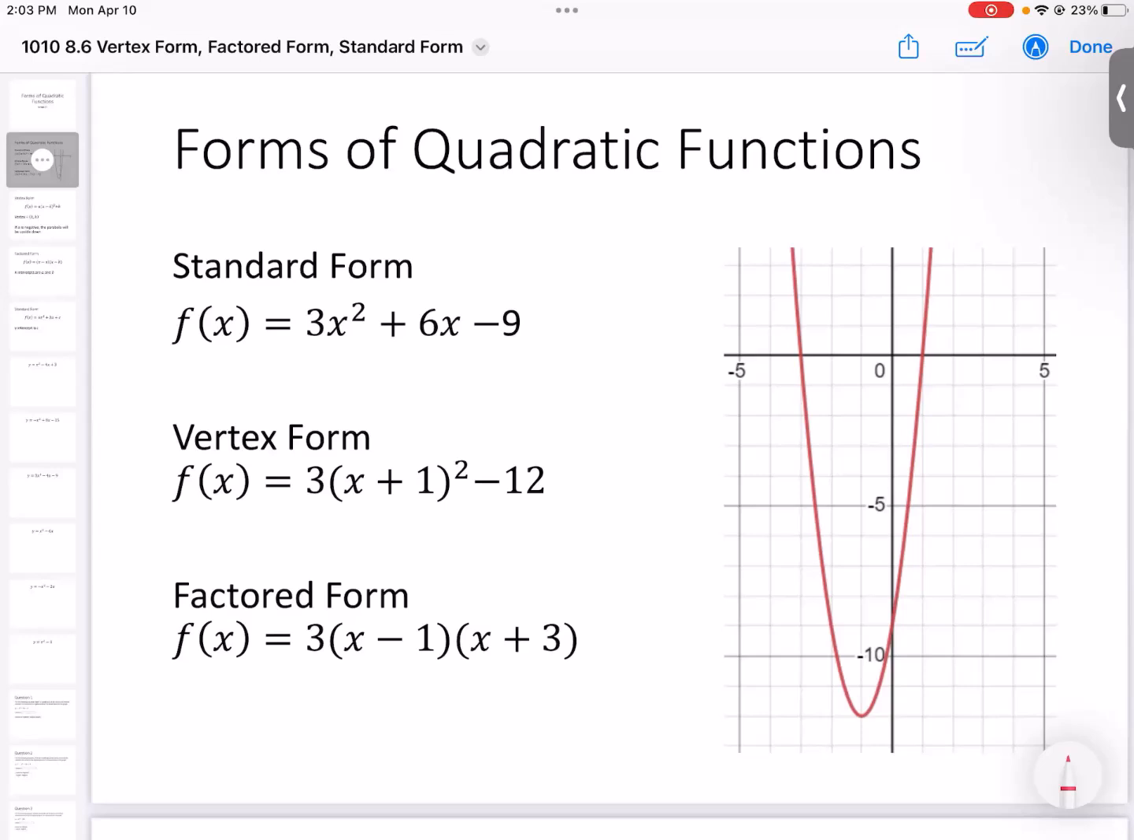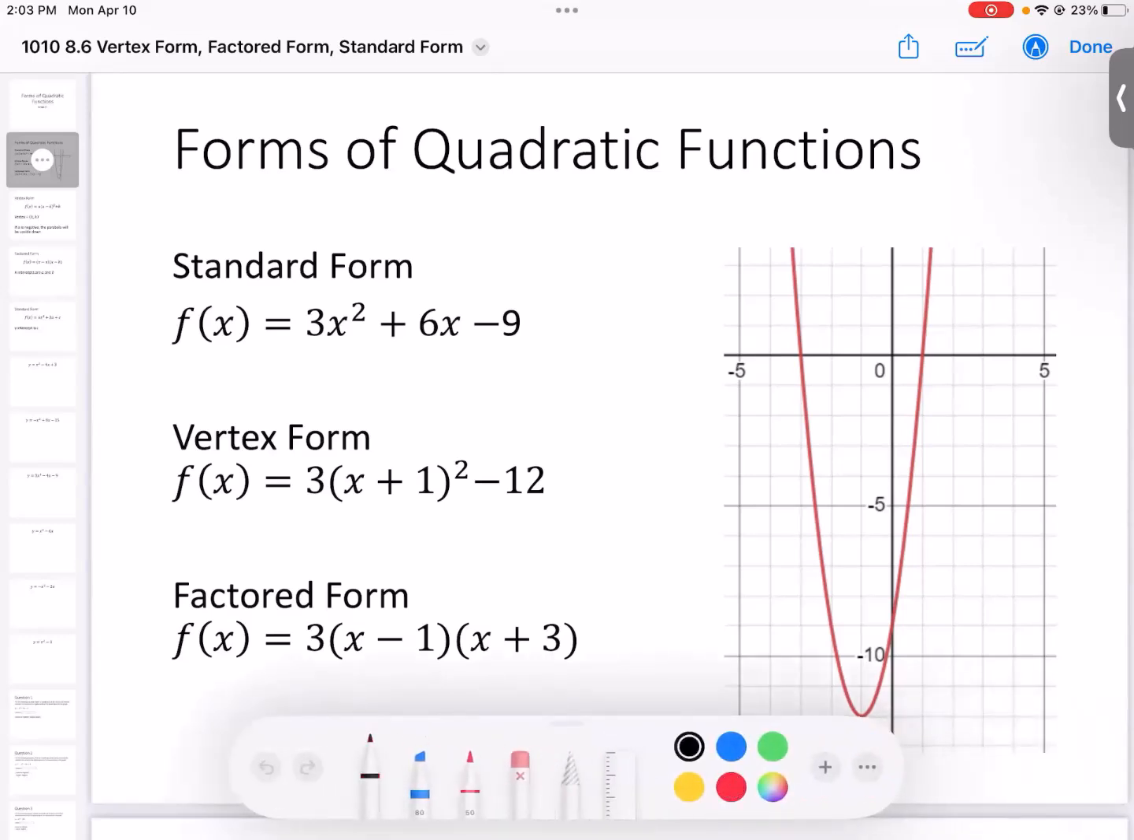But standard form is also pretty useful because it will give you the y-intercept of your graph, because the y-intercept happens when x equals 0. And if x equals 0, when it's in standard form, it's pretty easy to calculate out what the y needs to be, because you would have 3 times 0 plus 6 times 0 minus 9, which tells you that y has to equal -9. And you can see on our graph here, that is the y-intercept.